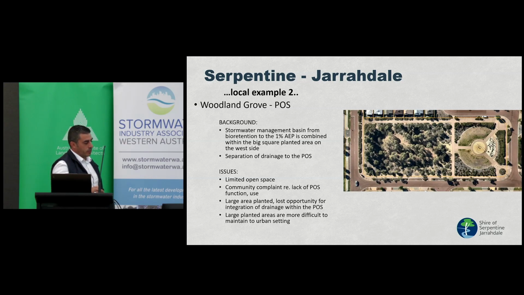There's separation of the drainage from the public open space area, but it left very little area for the actual active open space. That basically resulted in limited open space for the local community. We get a lot of complaints about this from the local residents. There's a large planted area which is really a lost opportunity for integrating the drainage with the active POS, and large planted areas like this are quite difficult to maintain, especially when so close to houses.